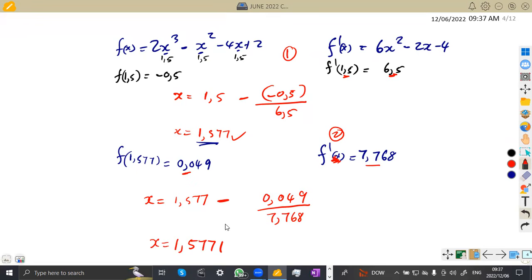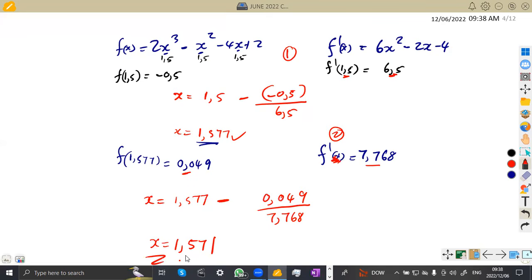You must have something like 1.571, not 1.577, but 1.571. All right, so that is the better approximation that we can have. So remember, this is not giving you the exact answer. It is giving you a better approximation. That's all about this topic. It's a better approximation that you are having from the given solutions.